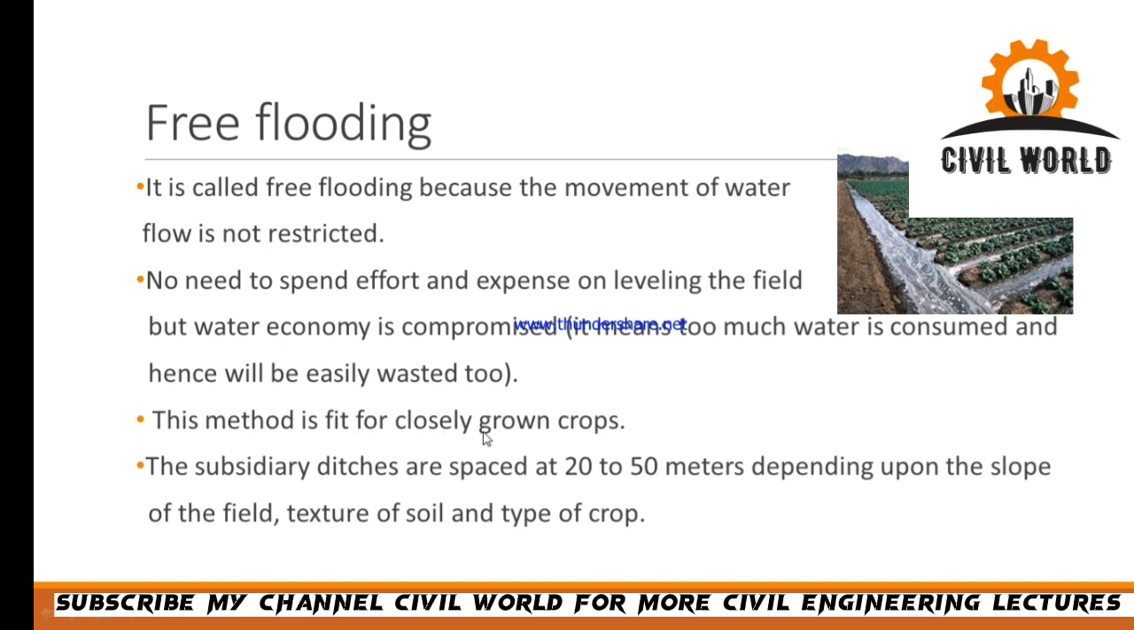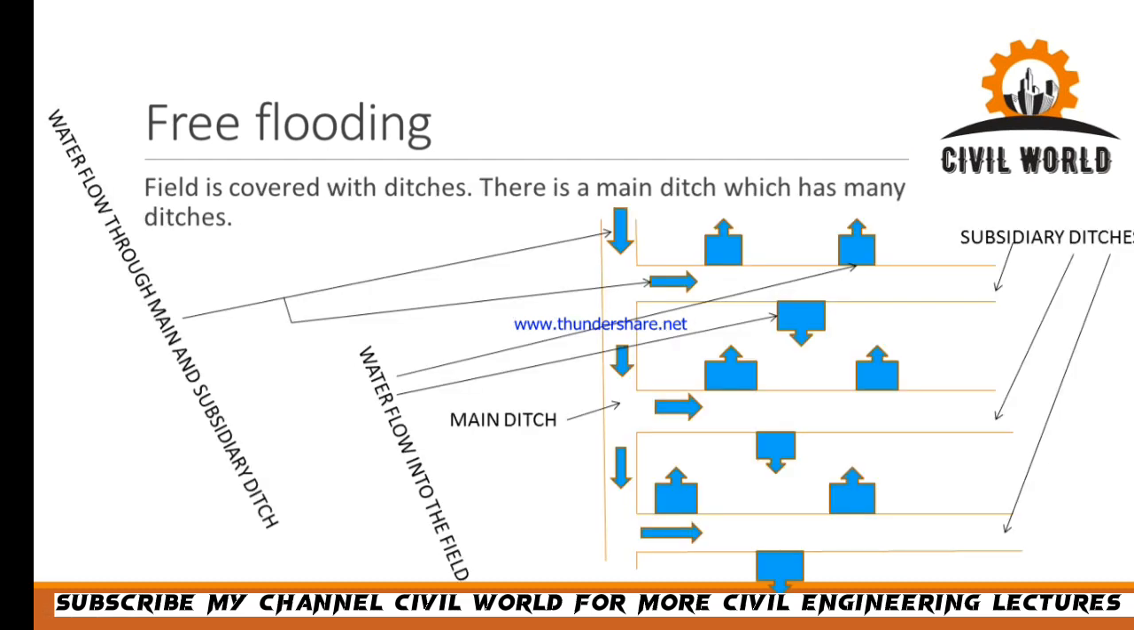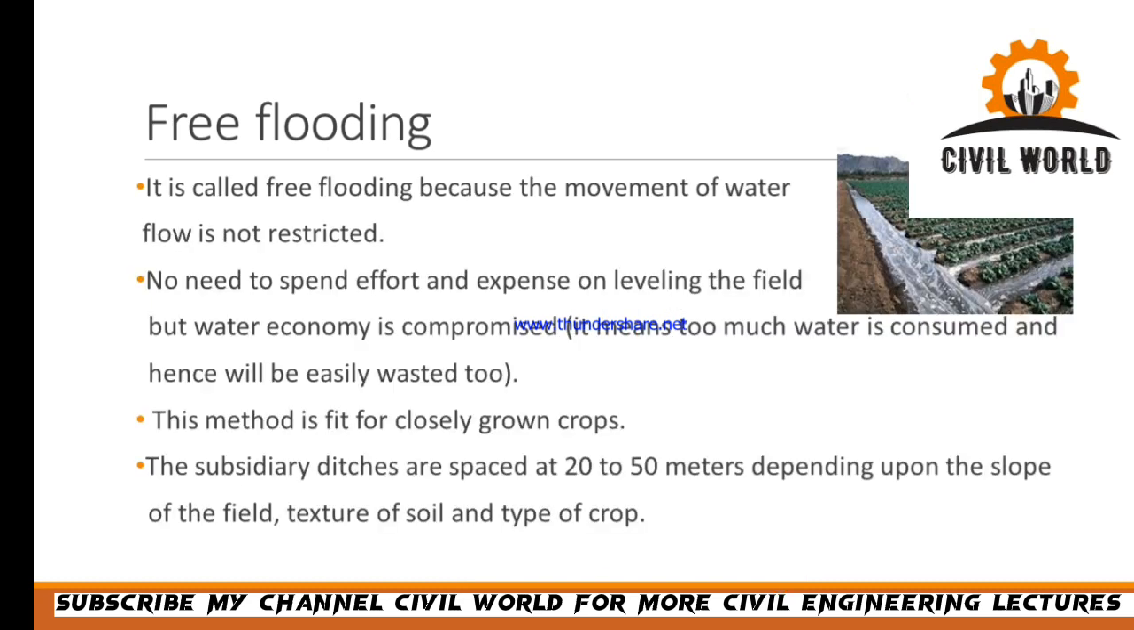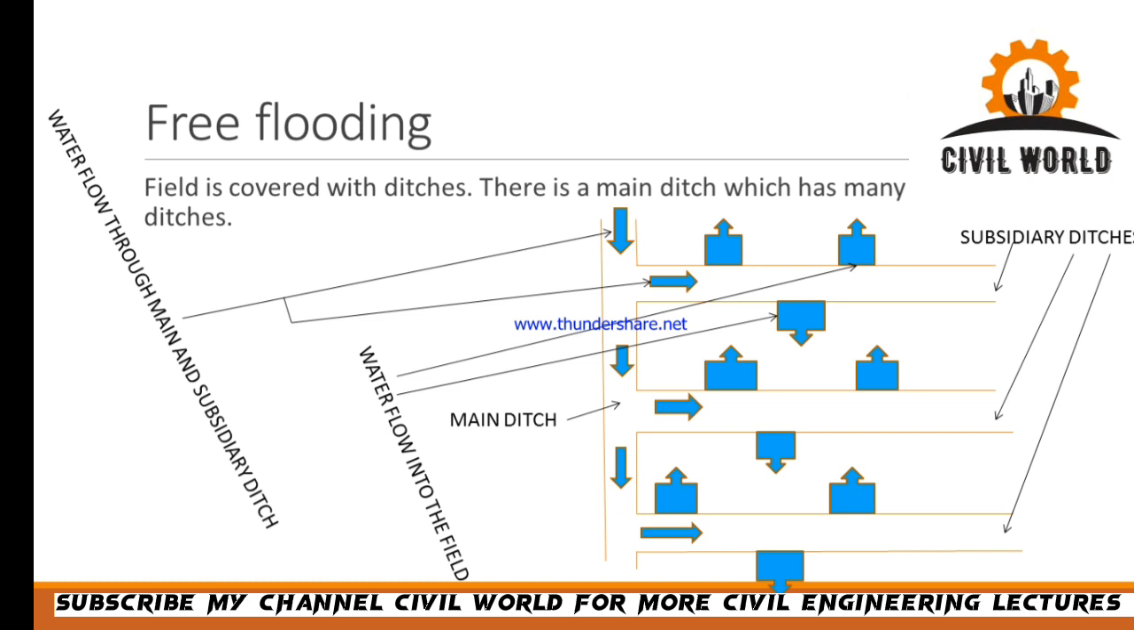This method is fit for closely grown crops. If the crops are closely grown, the method is good because most of the field will be adequately supplied with water. Subsidiary ditches are spaced at 20 to 50 meters. ये ditches and subsidiary secondary ditches, इनका जो फासला है, they are spaced at a distance of 20 to 50 meters.